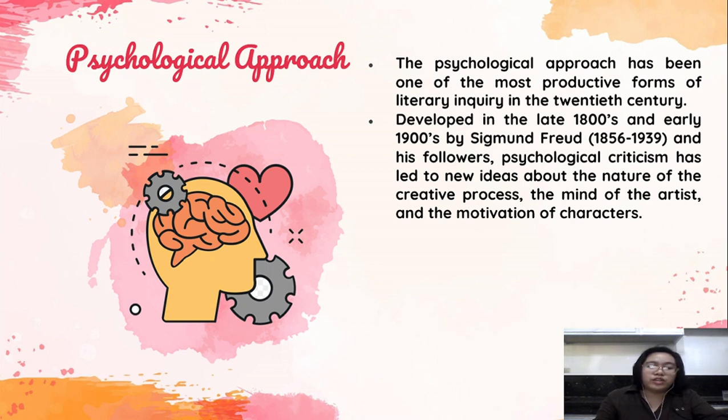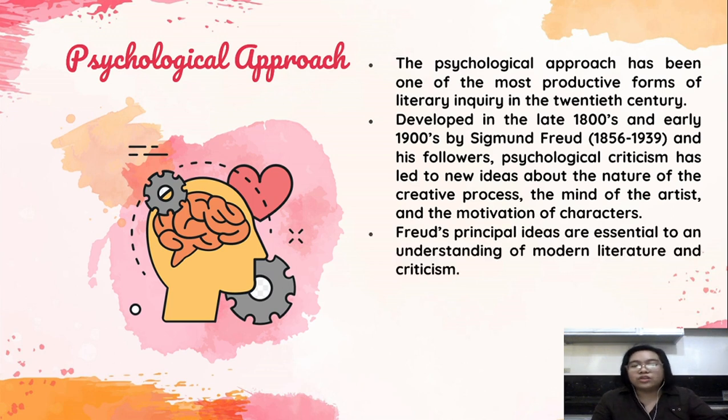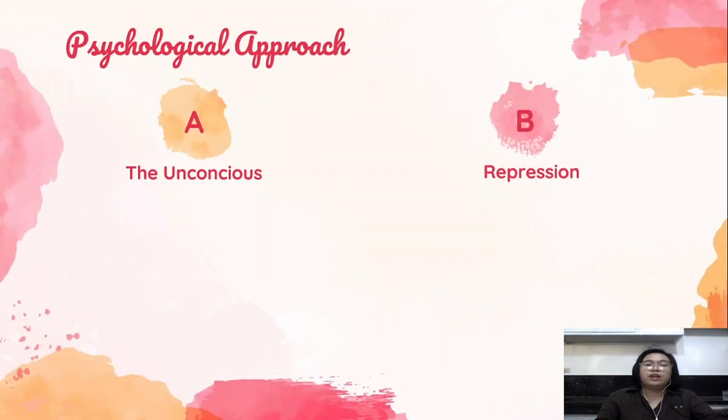So this approach has led to new ideas about the nature of the human psyche, including the mind of the artist as well as the characters used in the story. So Freud's principal ideas are essential to an understanding of modern literature and criticism. So in the psychological approach, we have four main ideas that have been influential across time. First is Freud's theory about the unconscious.